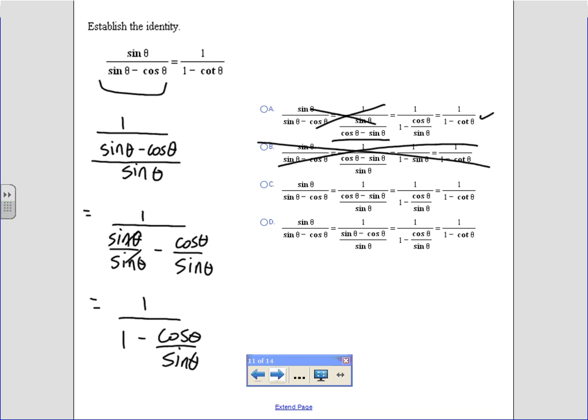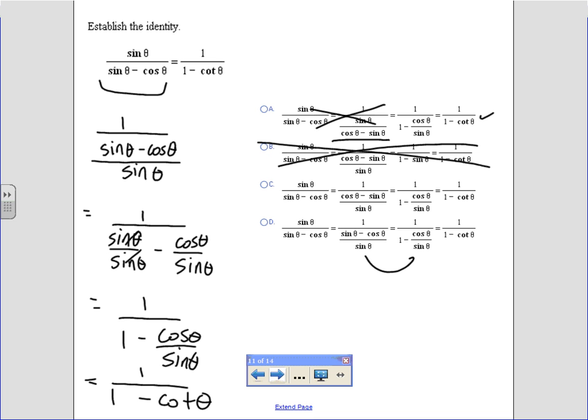And now cosine theta over sine theta. Cosine over sine would be cotangent theta. Okay, so let's see which choice here looks right. I think we could have actually eliminated another one there, because they were all the same on that step. So let's look at the third step here.